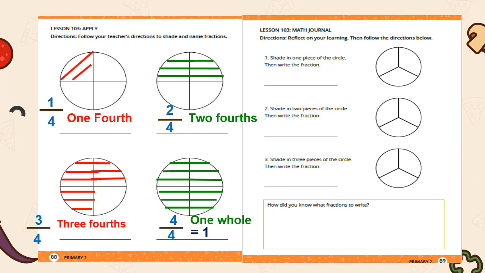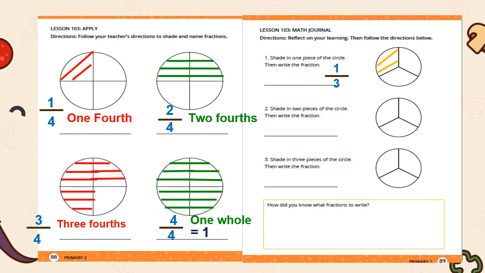Next page, number 1: shade one piece of the circle, then write the fraction. So we are going to shade one piece. Now we have one colored part over the total parts, which is 3. So the numerator is 1 and the denominator will be 3. The name of the fraction is 1/3.